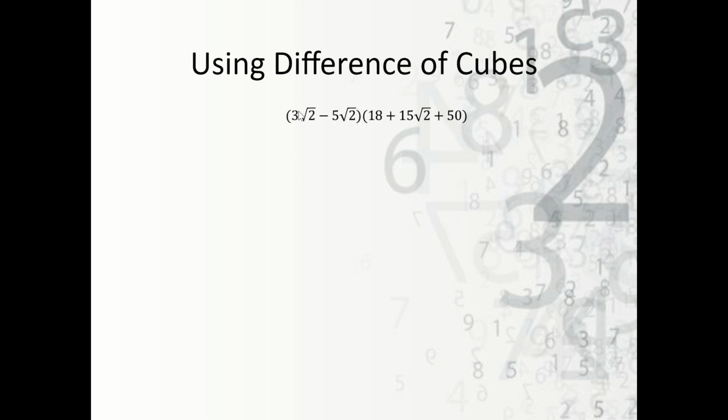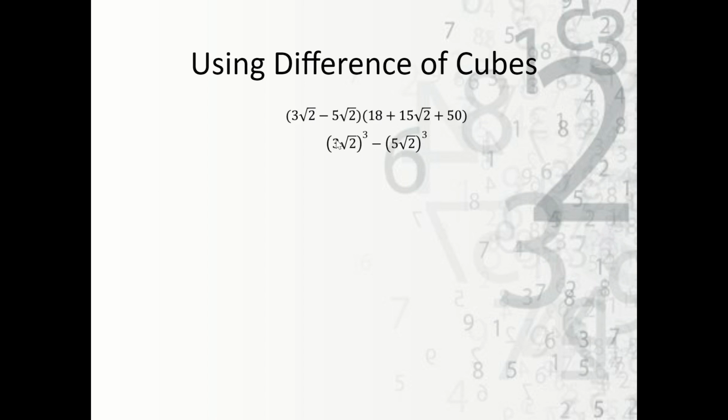So in this case, we have 3 square root of 2 minus 5 square root of 2 times 18 plus 15 square root of 2 plus 50. And what we should notice is 3 square root of 2, if we square that, we get 18. And if we square 5 square root of 2, we get 50. So this is really a minus b times a squared plus ab plus b squared. So we can rewrite that as 3 square root of 2 cubed minus 5 square root of 2 cubed.